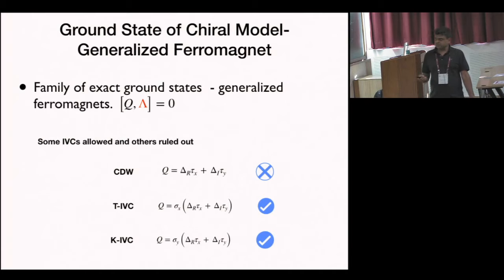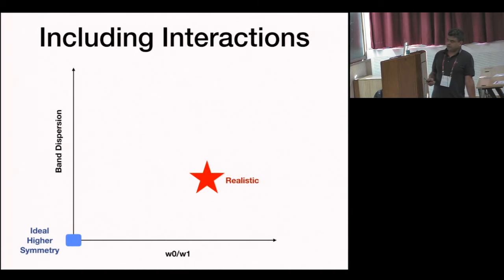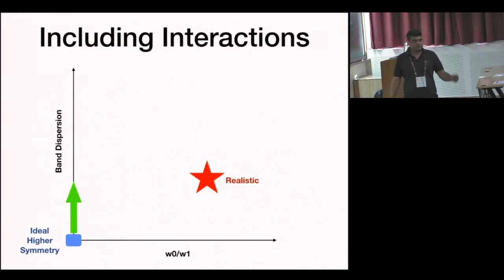Okay, so we have a bunch of different states, and we have kind of solved this problem over here, we think, and now what we'd like to do is introduce these non-ideal things. Let's start by introducing the band dispersion. So I'll remain in this chiral model, but I'll introduce the band dispersion and see how things get split.